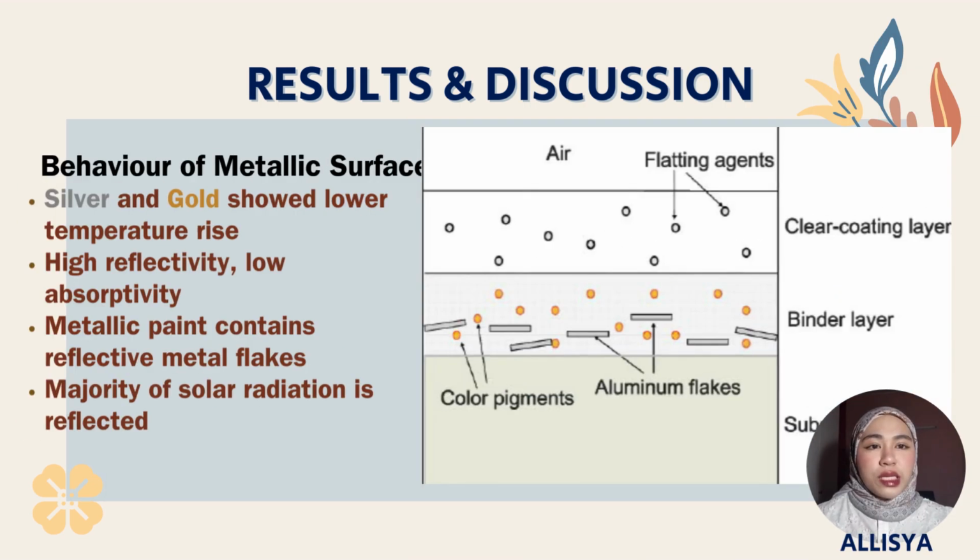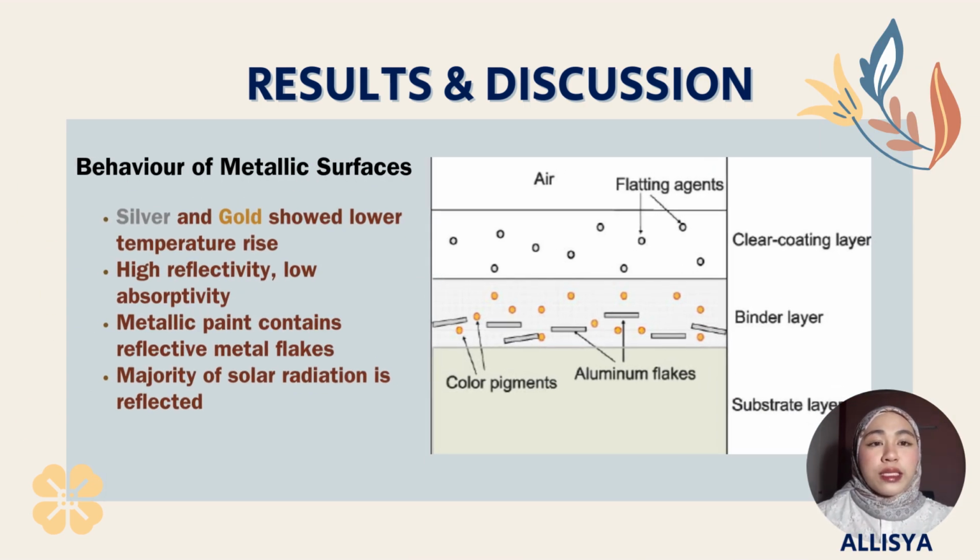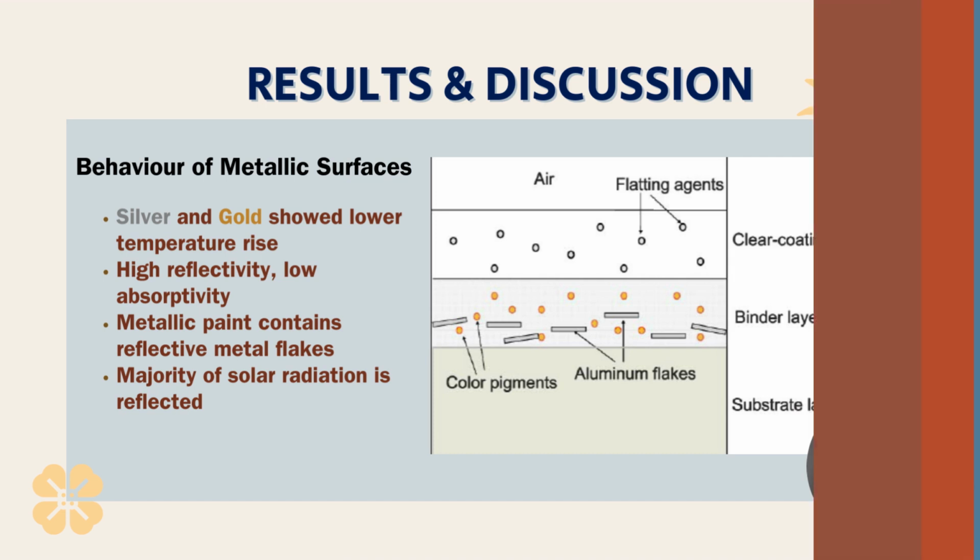When we look at metallic surfaces, such as silver and gold, we can see that they show a lower temperature rise compared to dark non-metallic surfaces. This happens because metallic surfaces have high reflectivity and low absorptivity. In other words, they reflect most of the sunlight that hits them instead of absorbing it as heat. The reason behind this is the structure of metallic paint. Metallic paints contain tiny reflective metal flakes under a transparent colored layer. When sunlight strikes the surface, these flakes reflect the majority of solar radiation across the spectrum.